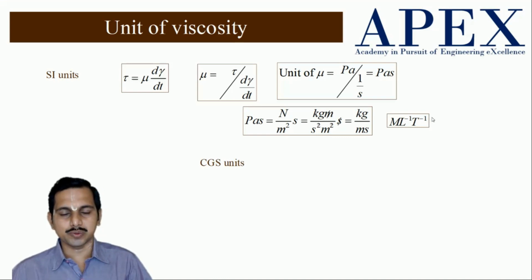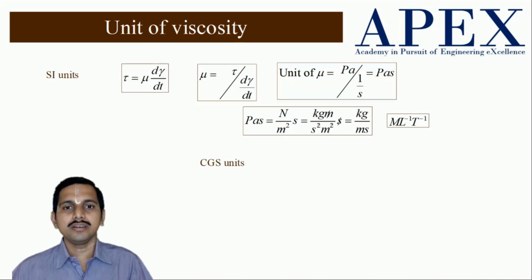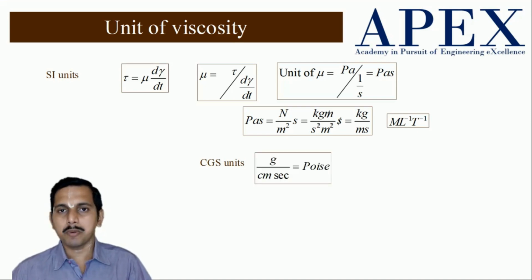In CGS units, see what happens is, generally in our industries, people are reluctant to change to SI units. So some of the units have remained what they were previously. One of the units which has not changed much is the unit of viscosity. Even today, people use the CGS unit, which is poise. And one poise is 1 gram per centimeter second.